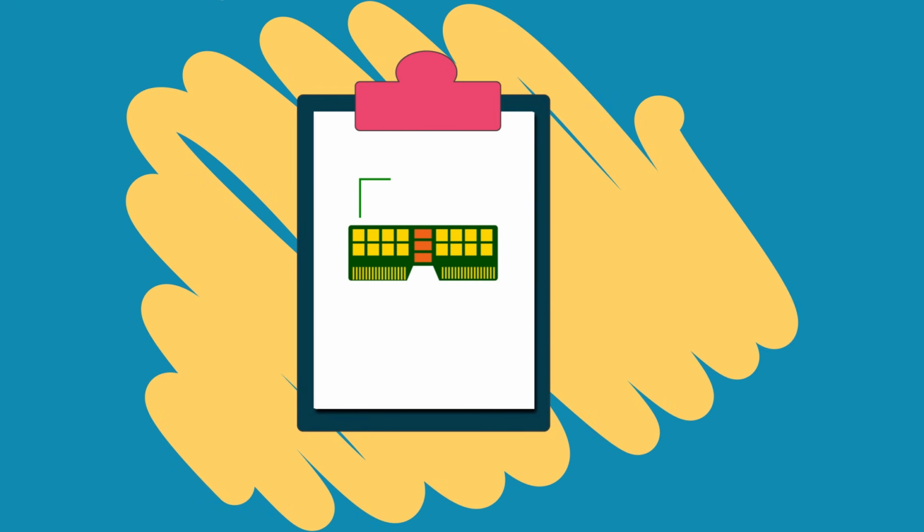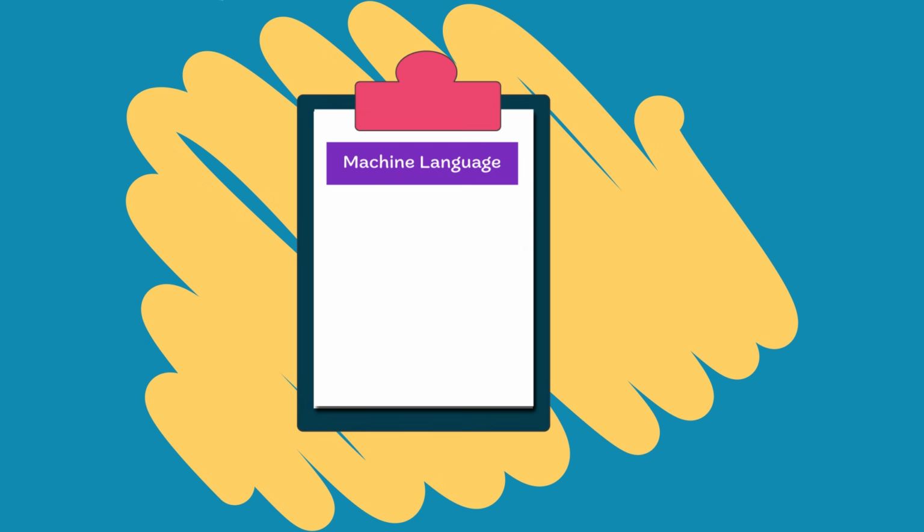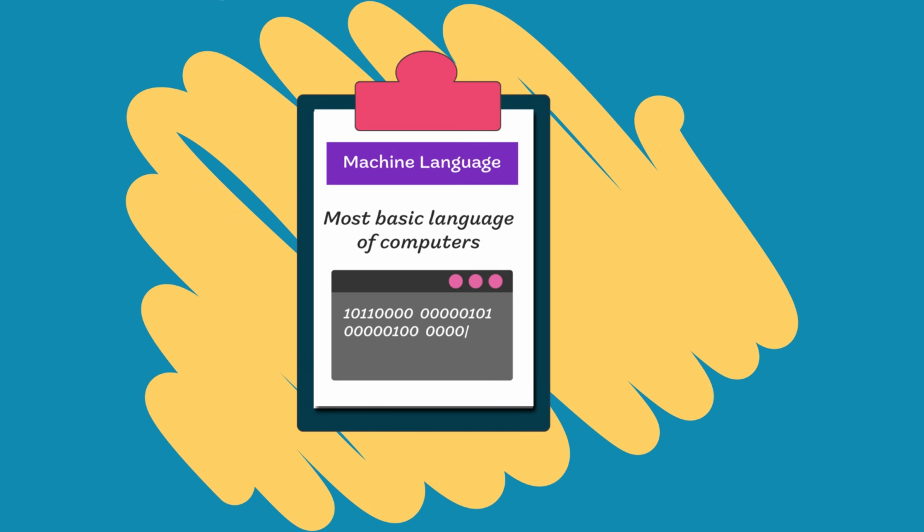Programming languages can be majorly divided into low-level and high-level languages. Low-level languages are closer to the hardware of the computer. They give programmers more control over how the computer works. For example, machine language. A machine language is the most basic language of computers. It consists only of binary numbers, zeros and ones. Every processor understands machine language directly.